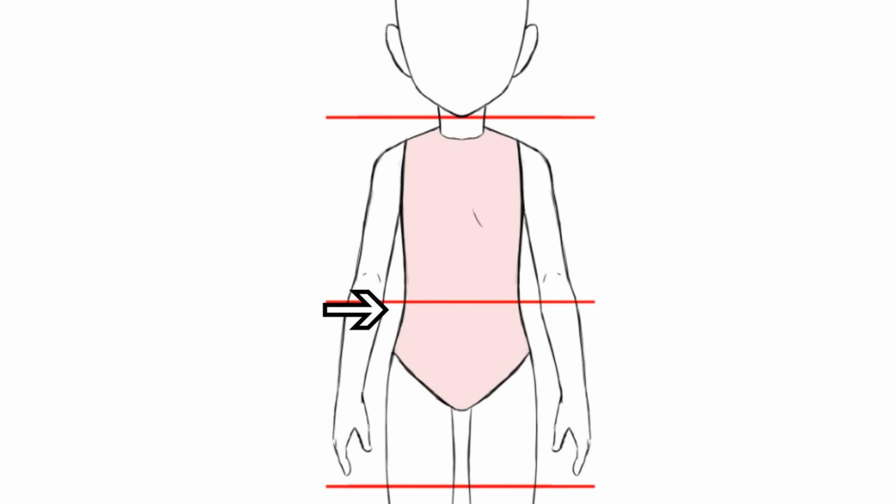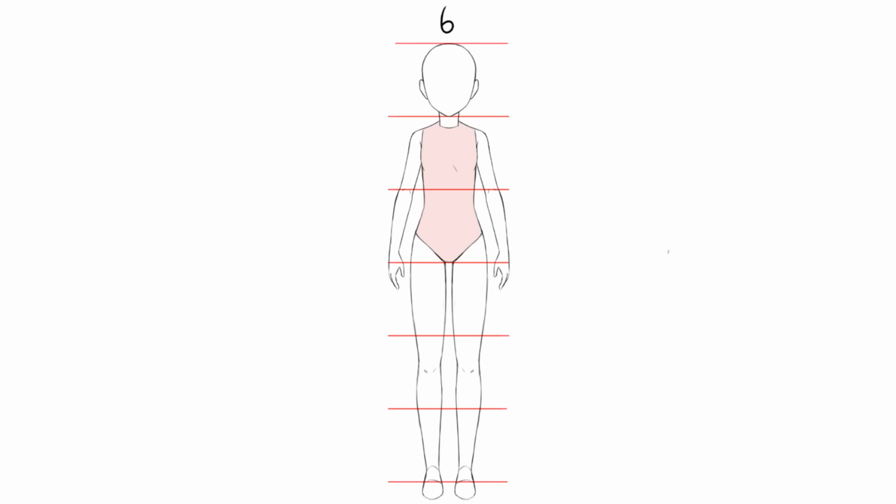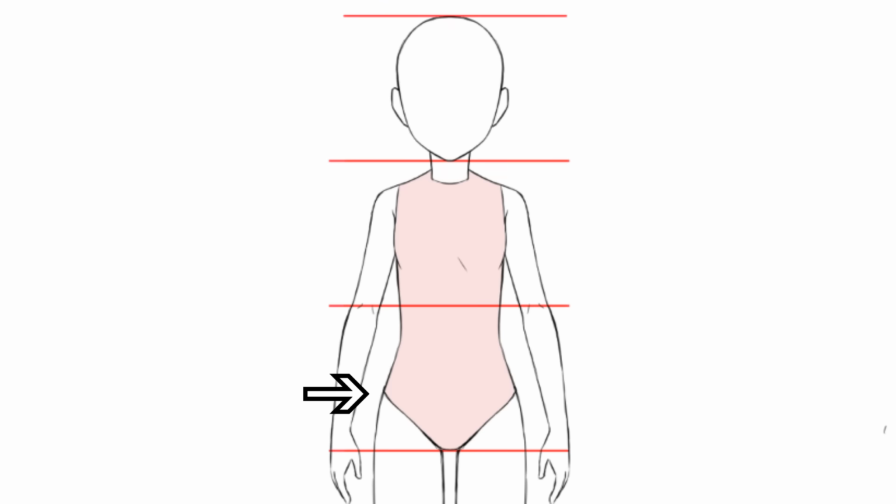We start to see the hips and waist form as the character starts to turn into a teen. When they become a teen, I draw them as 6 heads tall. The chest is now more developed and the hips are more noticeable. She is starting to get more of an hourglass shape.